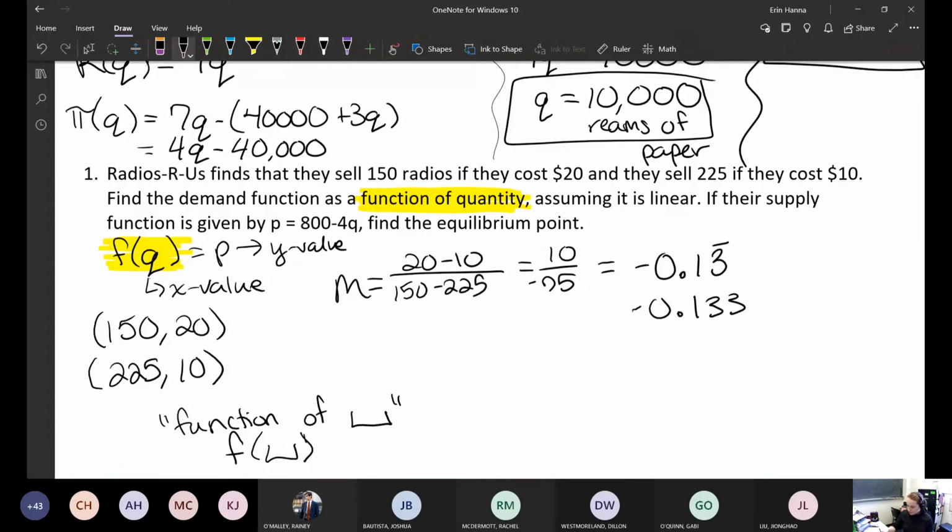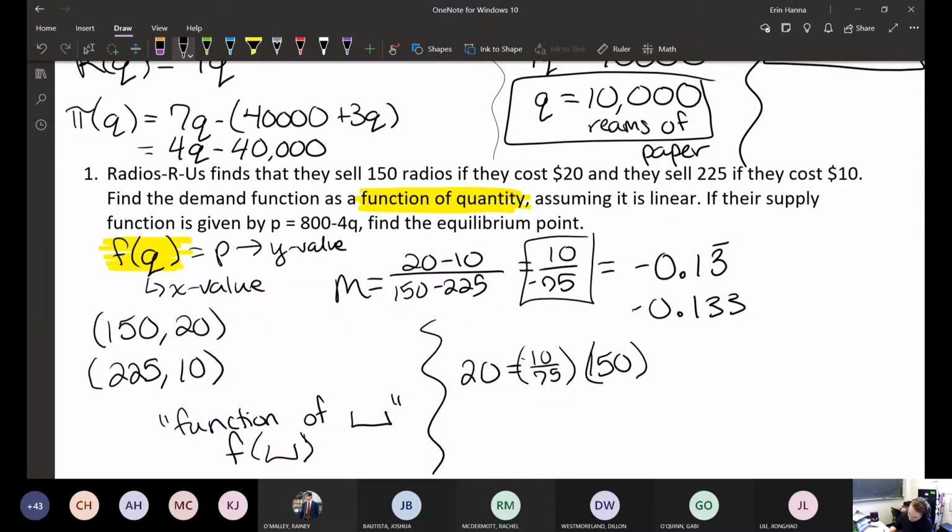So anyway, to continue this question, I'm going to leave it as a fraction, actually. That's going to be the best way to do it, especially for WebWork, what I was just talking about. So we need to find the B value here. I'm going to choose to use the 150/20 point because that makes me happier. 150 plus B. So 150 times negative 10 over 75. Oh, that comes out nicer than I thought. Then you add 20 to both sides, you get 40 as your B value.